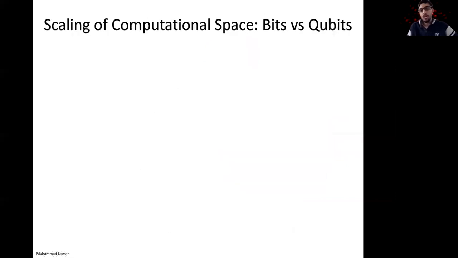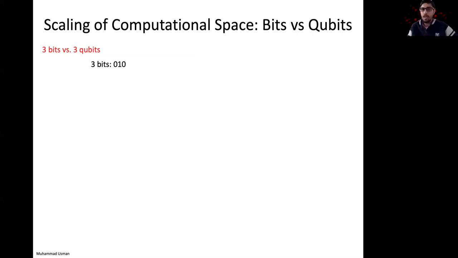So now let's look at how you would get the enormous power out of these qubits. What sort of computational space is available if we have 3 bits versus 3 qubits? We know that 3 bits will give you a state like 0, 1, 0. This is one possible configuration. You can have 1, 0, 0, you can have 1, 1, 0, whatever.